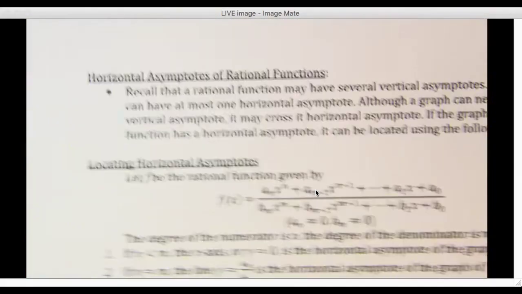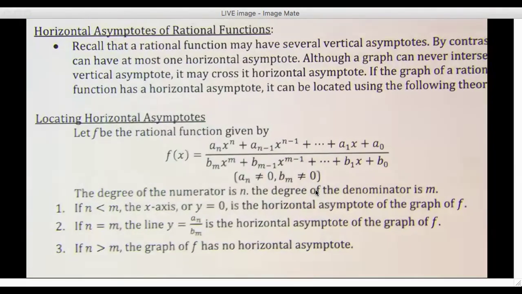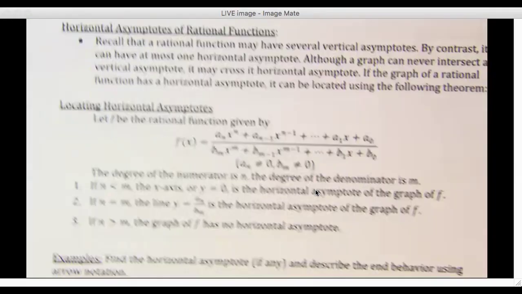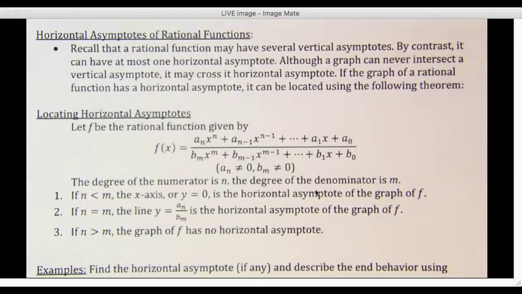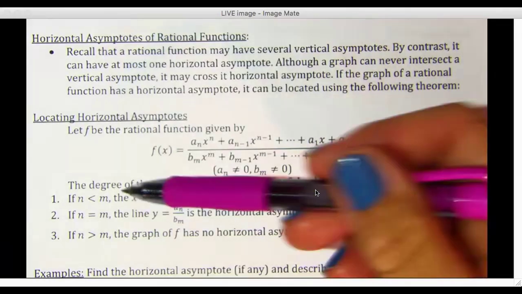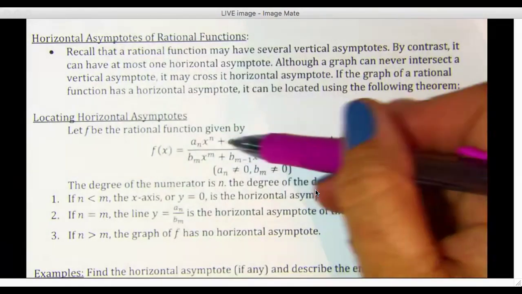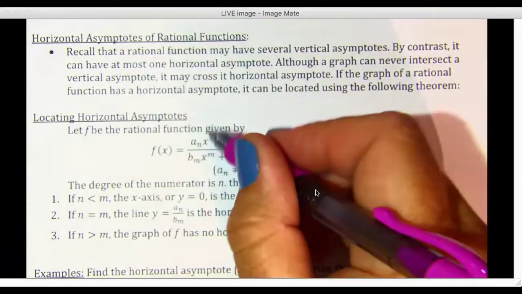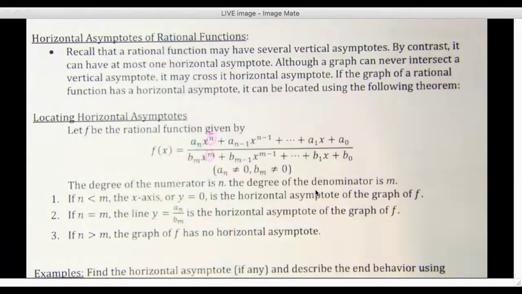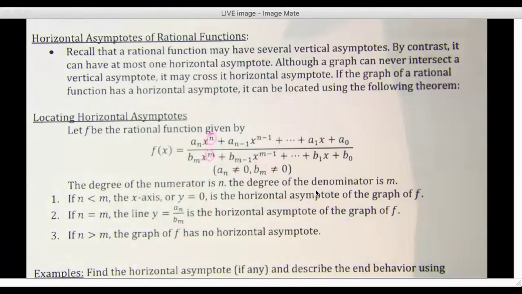And horizontal asymptotes are a bit more involved than vertical asymptotes. For horizontal asymptotes, there are 3 different scenarios we have to be aware of. If you have a rational function and you are trying to find your horizontal asymptotes, we want to look at the degree of the top and bottom. If this is the top function and this is the bottom function, this n value and m value are the degree of the top and bottom, that is, the largest exponent up top and the largest exponent in the bottom.